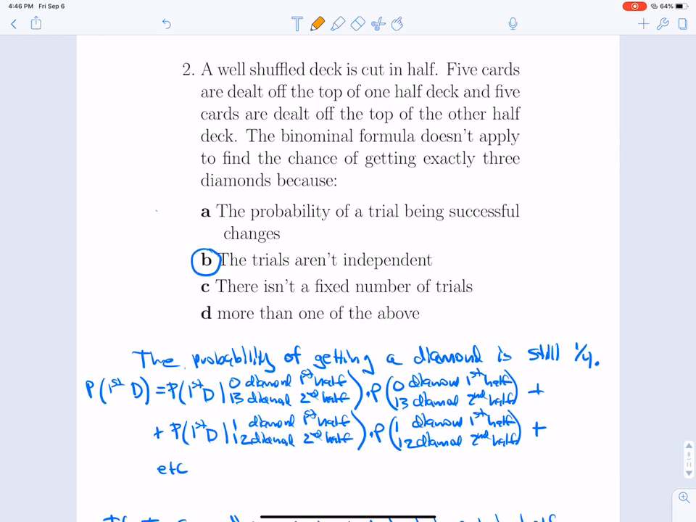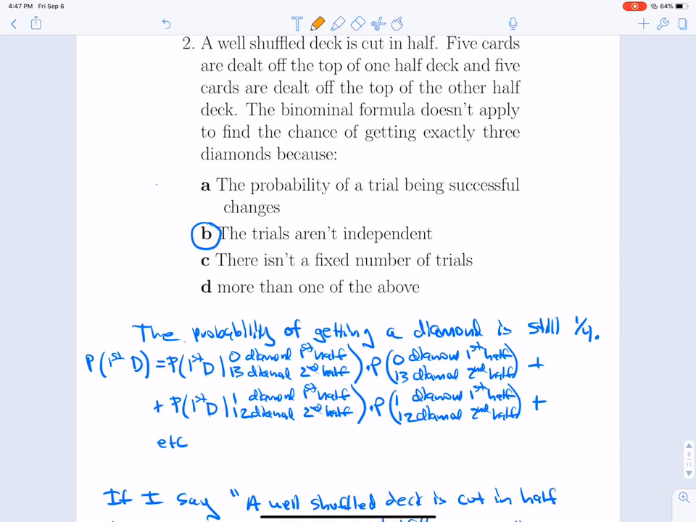plus the probability that the first card is a diamond, given that there is 1 diamond in the first half and 12 diamonds in the second half, and so on and so forth, all the way up to the probability that the first card is a diamond, given that there are 13 diamonds in the first half and 0 in the second half, times the probability of that split. So that sum will actually be a fourth, even though each term here is not a fourth. We're adding together a bunch of terms that will add up to 1/4.